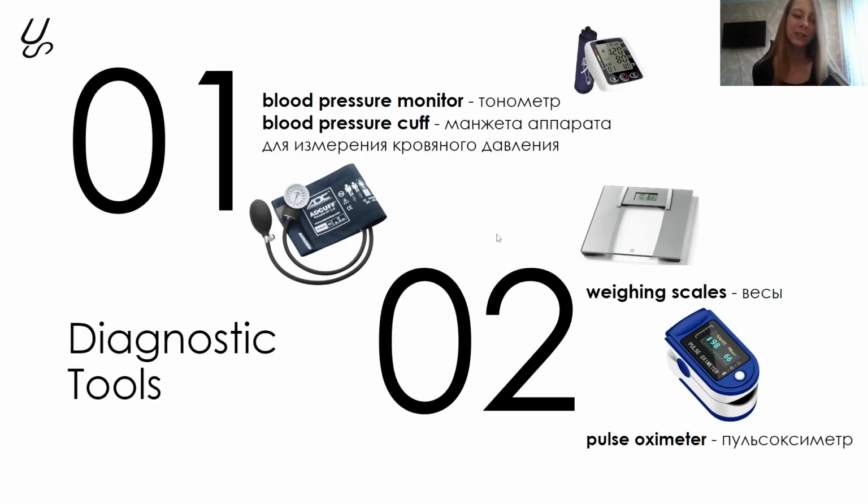Other diagnostic tools that can be used are blood pressure monitor. So here you can see blood pressure monitor. Of course, it's used to measure our blood pressure. And this square thing you see is called blood pressure cuff. So we put on this blood pressure cuff to measure our blood pressure or to measure our BP.